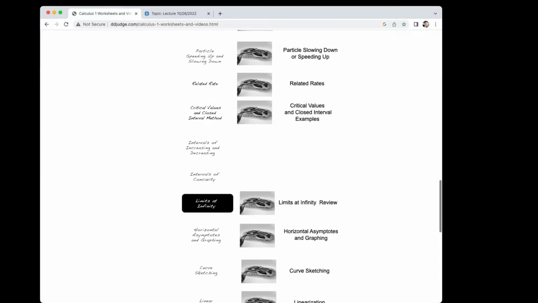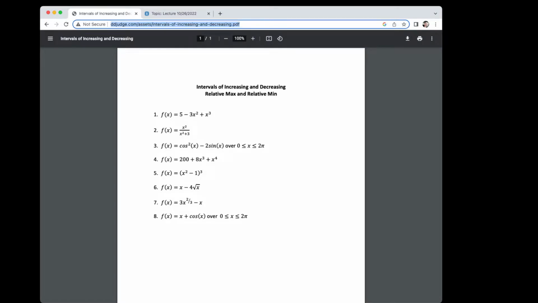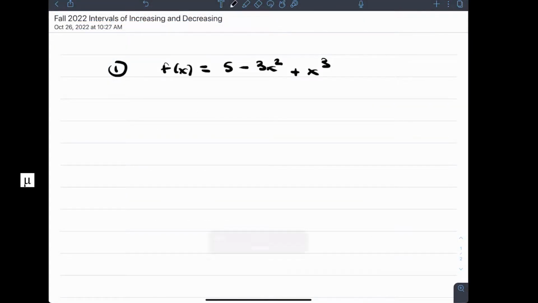Okay, so intervals of increasing, decreasing. Now, I'm going to get you guys started on some of these here because I think it's important to get started on that. And we're actually going to look at that first question here, intervals of increasing, decreasing. So I'm going to write down that function here for you guys, okay? So we got 5 minus 3x squared plus x to the third power here. Okay, so here's our function. And we're going to start to explore something here.